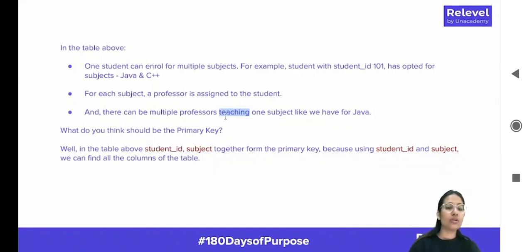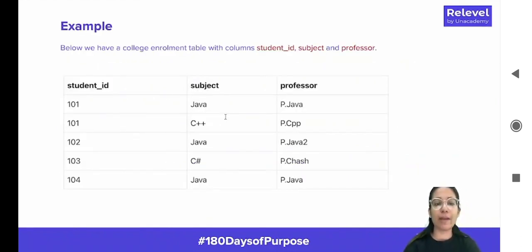Now here, what do you think is the primary key? Think for a minute. Don't look at the answer. Try to analyze it a little bit. How do you uniquely identify each and every row?